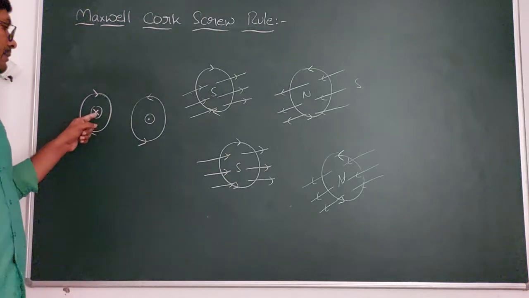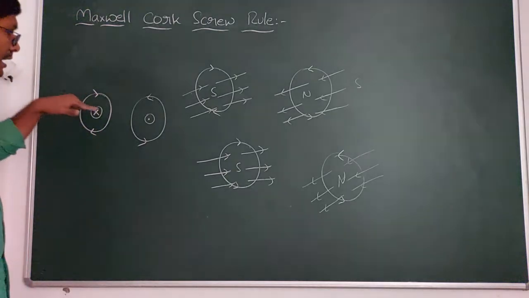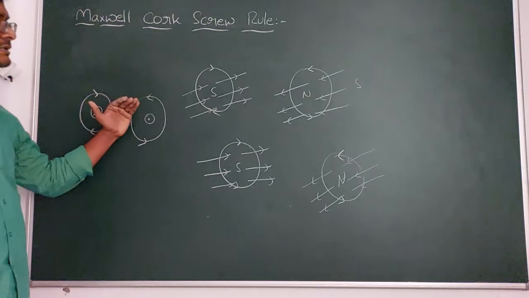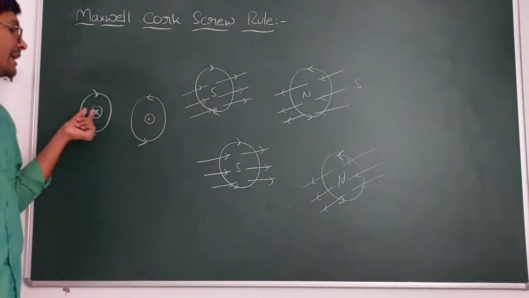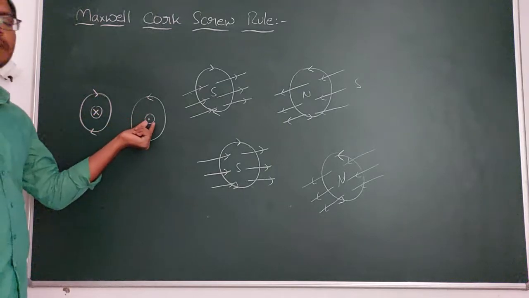If I am writing like this, this is said to be magnetic field is into the board. Into, this is said to be into, magnetic field is into the board. So if current is in the anticlockwise direction, then magnetic field is out of the board. Out of the board means I have to show like this. So this is said to be magnetic field is into the board, and here it is said to be magnetic field is outside the board. So this is the technical indication.